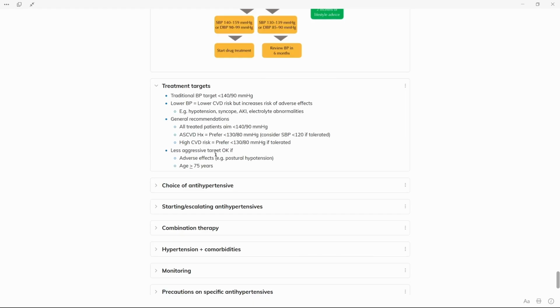Less aggressive targets are okay if they have adverse effects, such as postural hypotension, or if they are elderly, because they're more likely to be sensitive to kidney injury, electrolyte abnormalities, and postural hypotension.